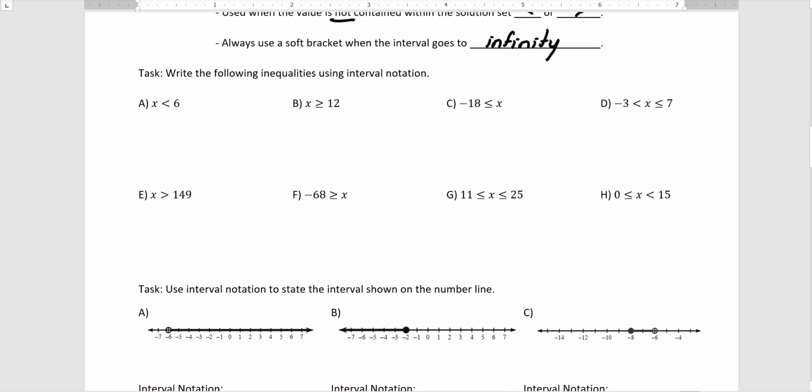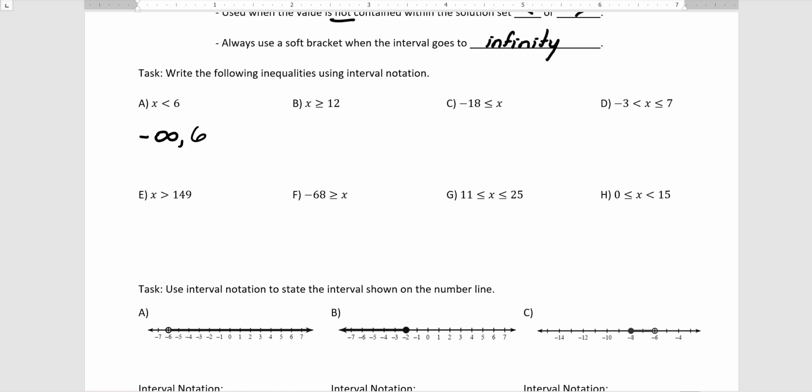So looking at letter A, x is less than 6. All right, so the easiest question to ask here is what's the smallest value x can be? Well, if x is less than 6, the smallest value it could be is negative infinity, right? It would just continue going on that number line forever and ever. Now, what's the largest value it can be? Well, 6, all right? 6 would be the largest value it could be.